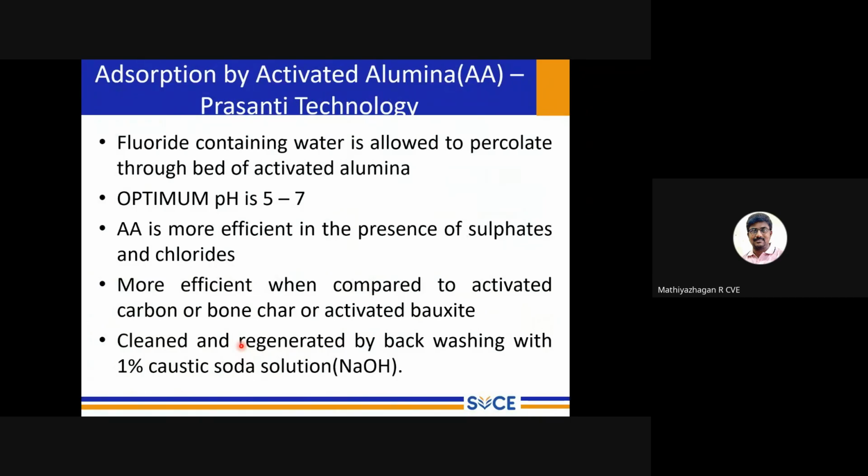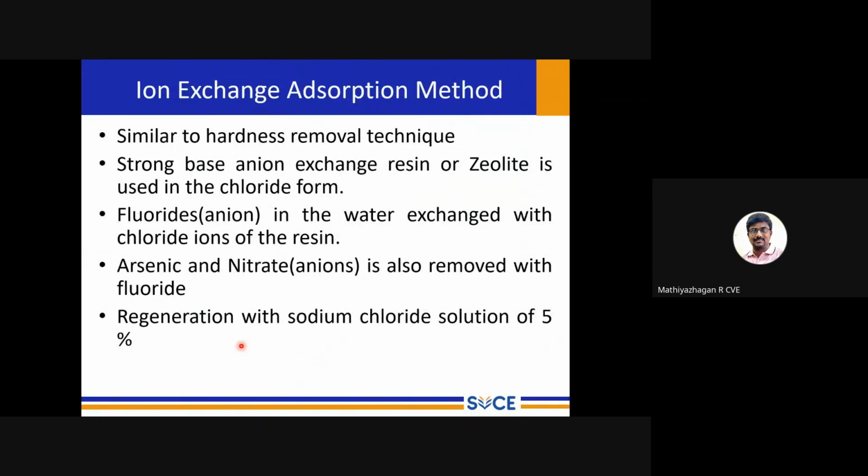So instead of activated carbon as the filter bed, like a zeolite or a demineralization tank, in that we have activated alumina as a filter media. We pass the water through this filter media, and yes, the fluoride level gets reduced. Okay. So activated oxide or bone char or activated carbon also we can use for this purpose. Here also we can regenerate this activated oxide.